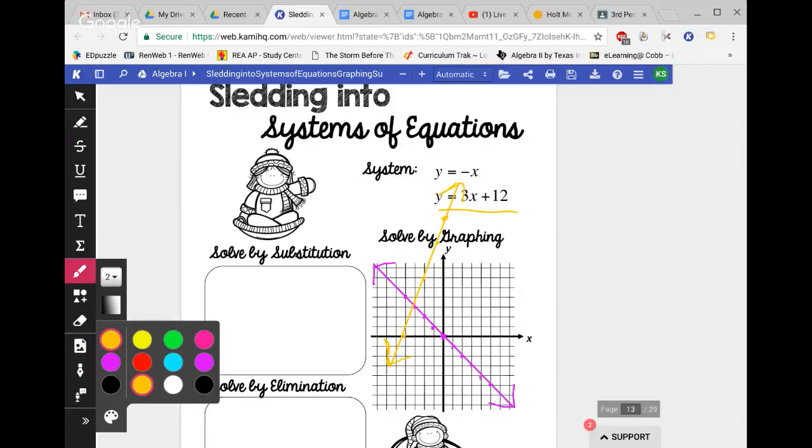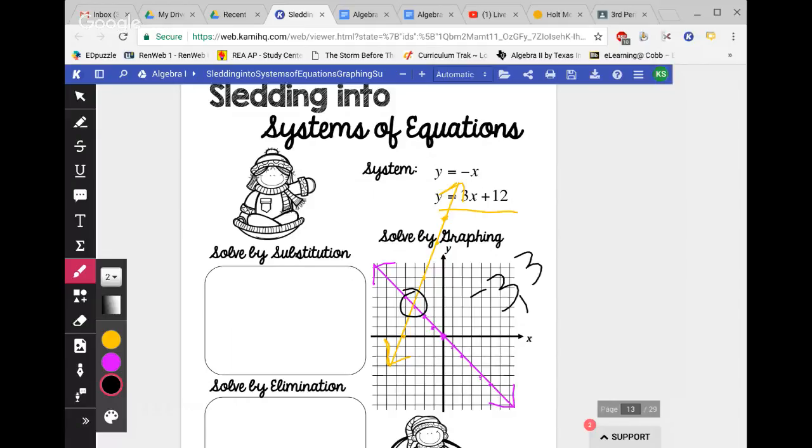And so where they intersect should be our point, and that looks like it is -3, 3. So when we substitute and get elimination, we're hoping that our substitution and our elimination are going to come out as -3, 3.